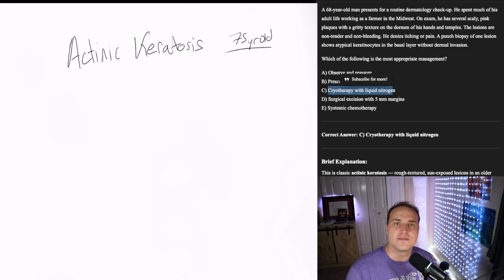So that texture is rough, sandpaper-like, and the color is pink, or it can also be red sometimes with a yellowish crust. The location is the sun-exposed areas, so the face, the ears, the scalp, and the hands in this case. It can slowly turn into squamous cell carcinoma, about 1% likelihood each year.